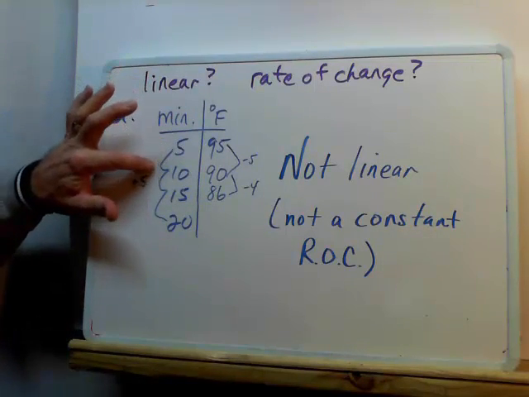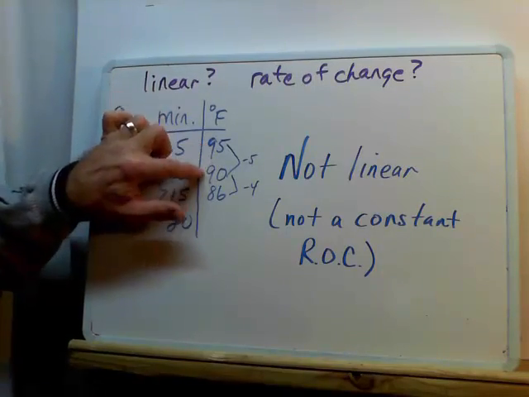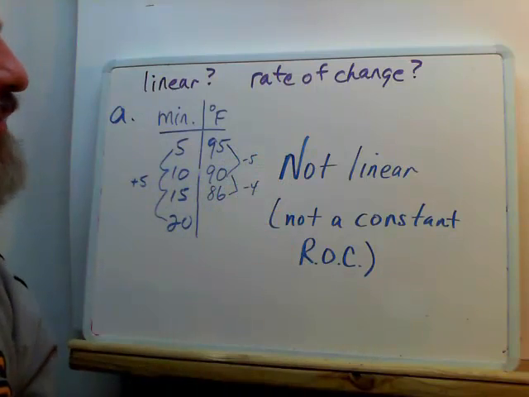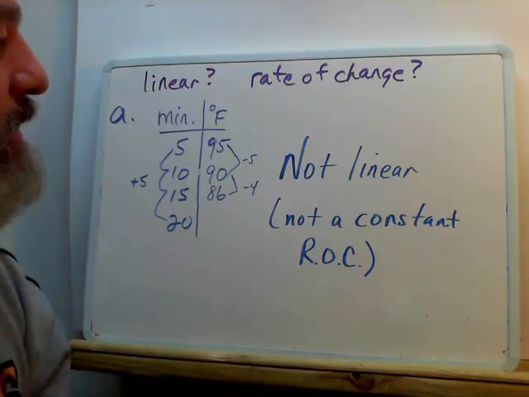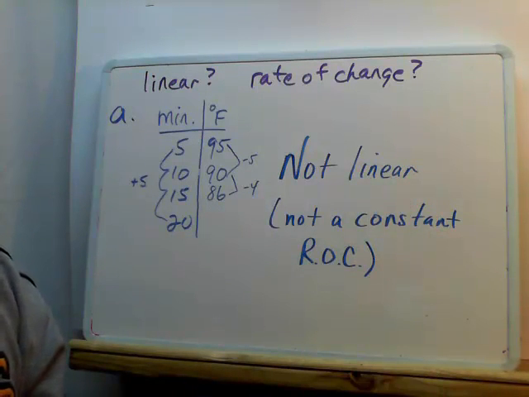We move through here and we see that we are adding 5 in each case. Do the first one and we see that we subtracted 5, and then the next one we would have to subtract 4. So immediately we can stop. We don't even have to go to the next data cell. We can say that it is not linear because it is not a constant rate of change.